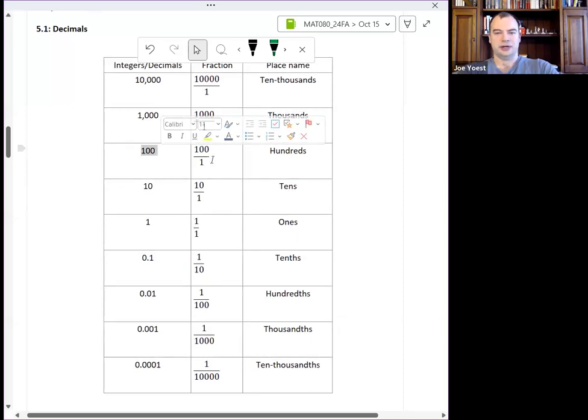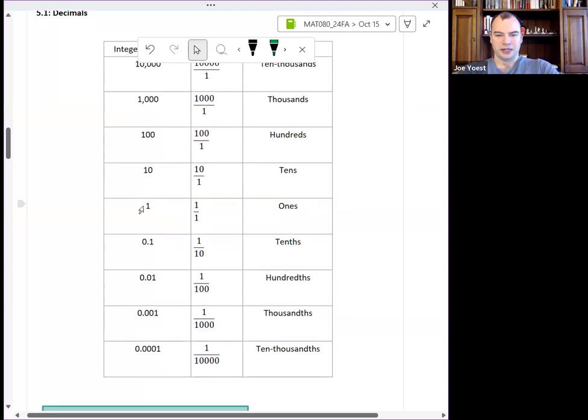Or 100, I could write as 100 over 1, and it gets the place name hundreds. So we see that each time we go down a place name, we divide our numerator by 10. We lose a 0 off of our numerator each time we go down 1. The number 10, I could write as 10 over 1, and it's the tens place. The number 1, I could just write as 1 over 1, losing a 0 off the numerator again, and it's the ones place. So we're familiar with all of these places from previous work.